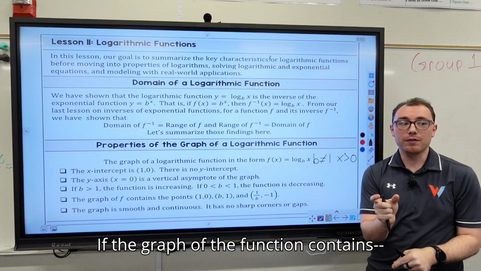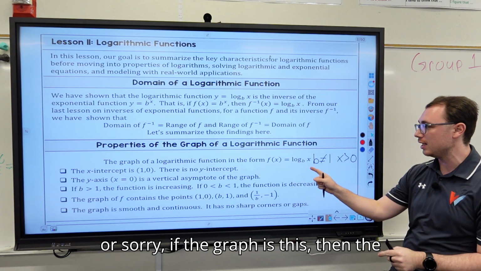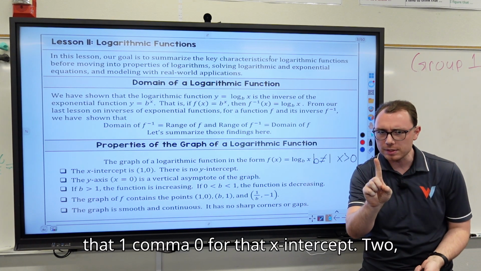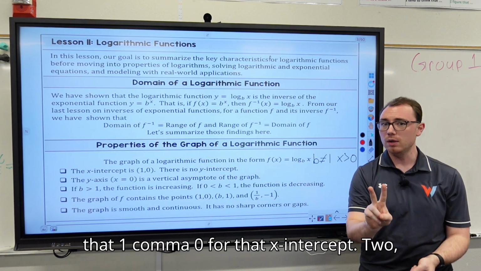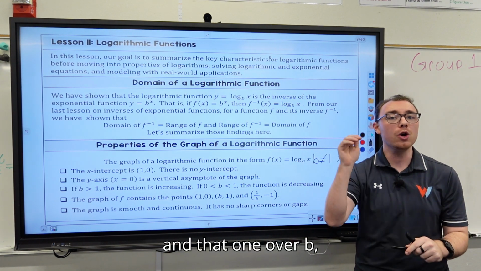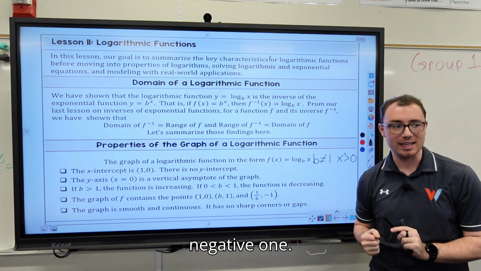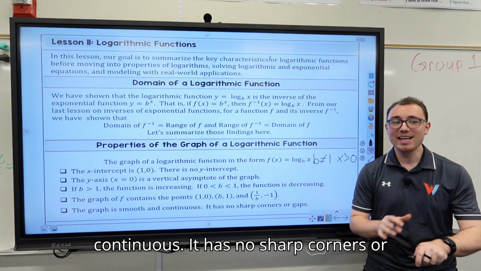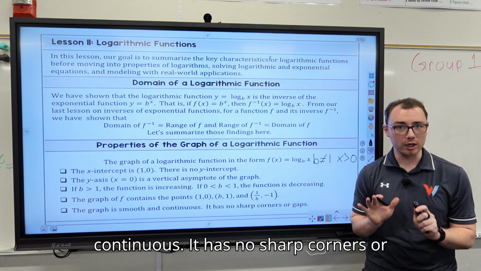If the graph fits this, then the graph contains 3 known points. 1, that (1, 0) for the x-intercept. 2, that (b, 1) and that (1 over b, negative 1). Finally, the graph is smooth and continuous. It has no sharp corners or gaps.